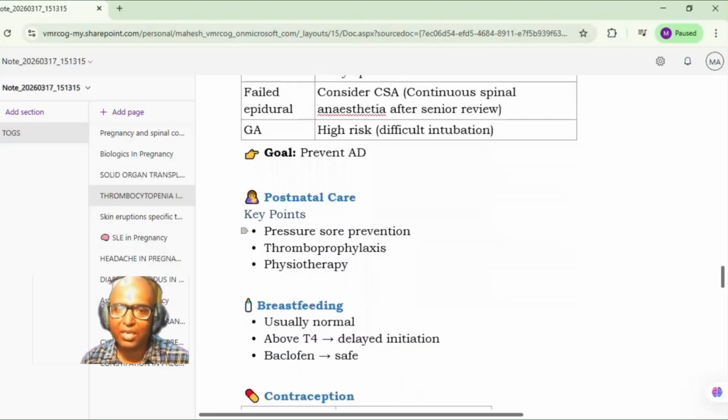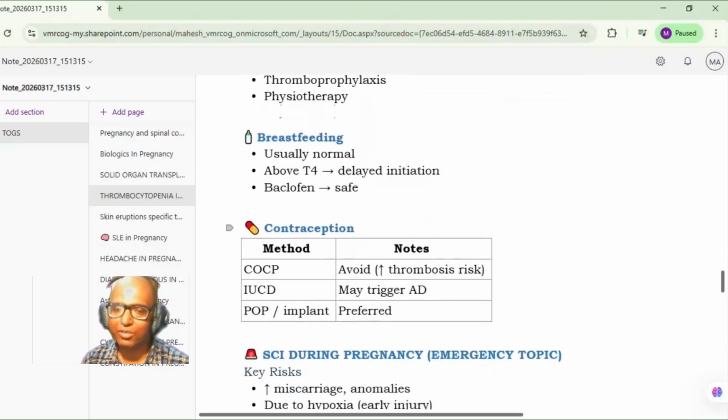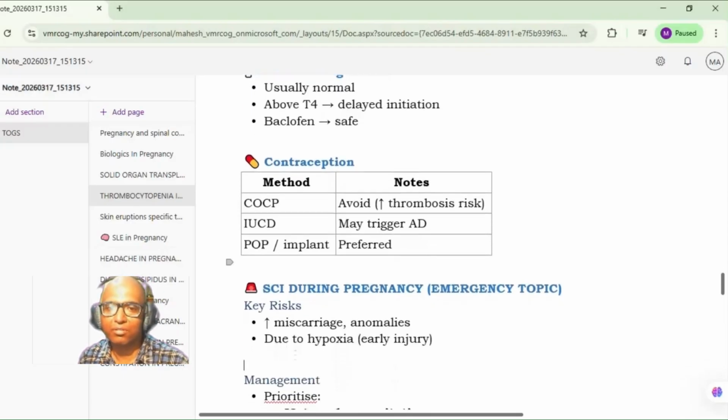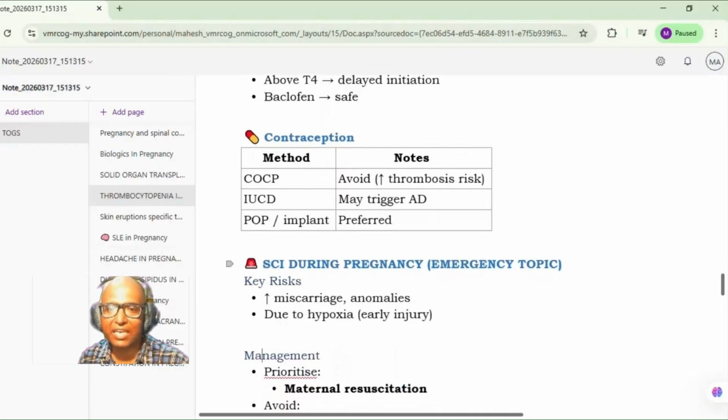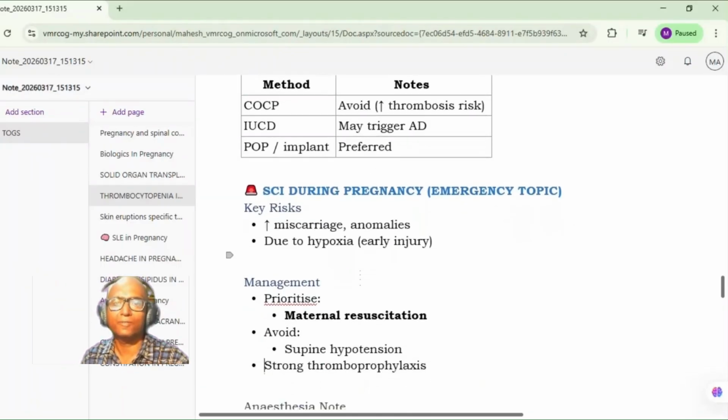Breastfeeding is usually normal. Above the level of T4, there may be delay in initiation of breastfeeding, and baclofen can be given in the postpartum period. Contraception: oral contraceptive pills are to be avoided because they increase thrombosis risk. IUCD may trigger autonomic dysreflexia, and POP and implant are preferred. Okay, so from the FSRH point of view also, remember POP and implant are preferred, not the IUCD and the COCP. Okay, so during pregnancy there is increased miscarriage and anomalies due to hypoxia, and there can be early injury.